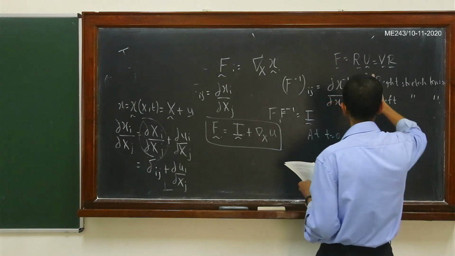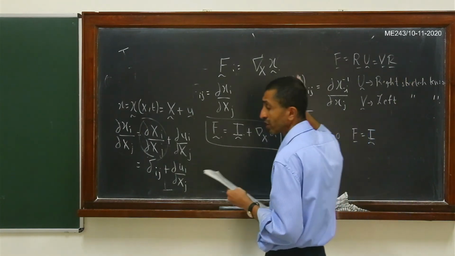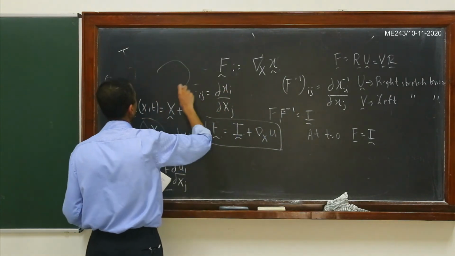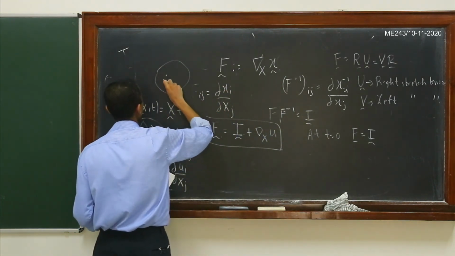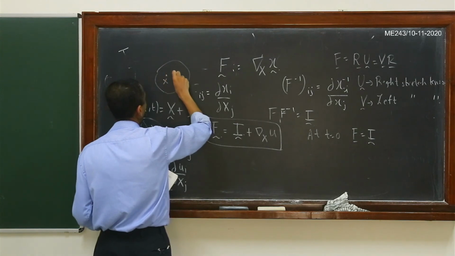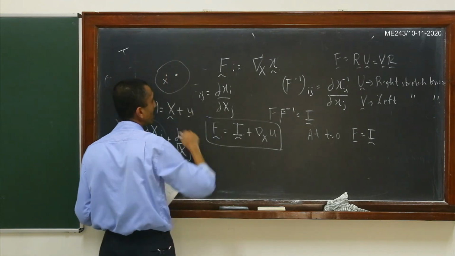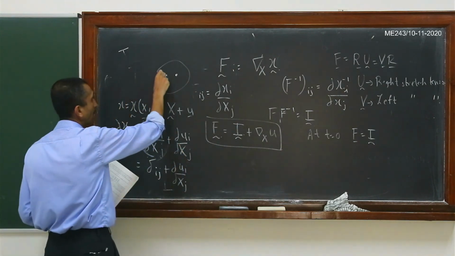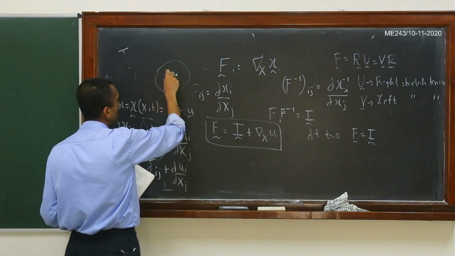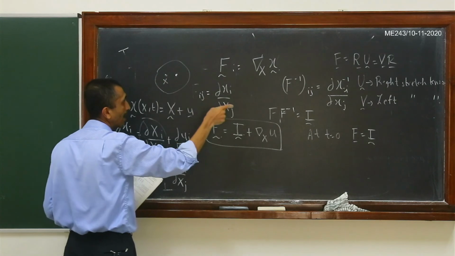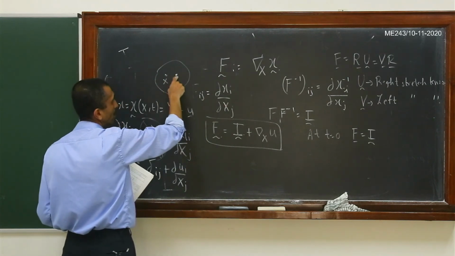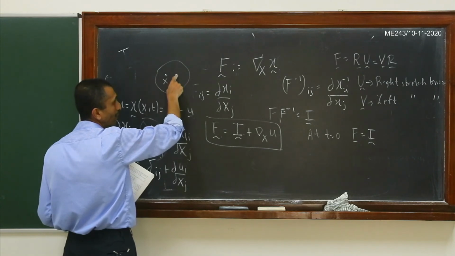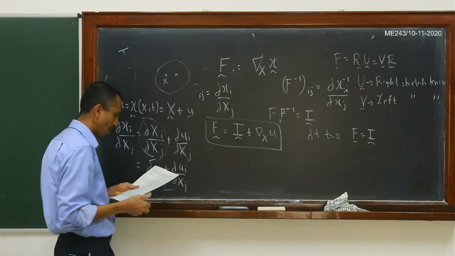Of course, here you have to be a bit careful because F is not a constant. F actually varies from point to point. This is your capital X, so F at this point will be different from the F at this particular point. So your R and U will also depend on capital X. As you keep changing from one point to another, the R and U will change to a different set, and a different V also at some other point.